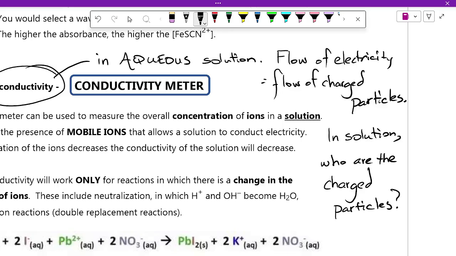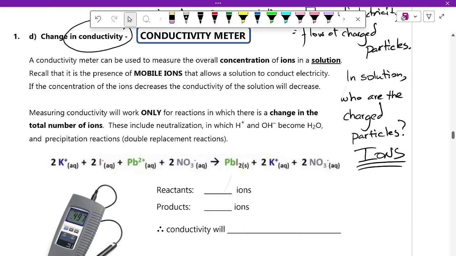Anyone want to give it a try? What might it be? Is it on the paper somewhere? Yes, it's on the paper somewhere. Ions. Okay. So in solution, if it will conduct electricity, you will have ions.